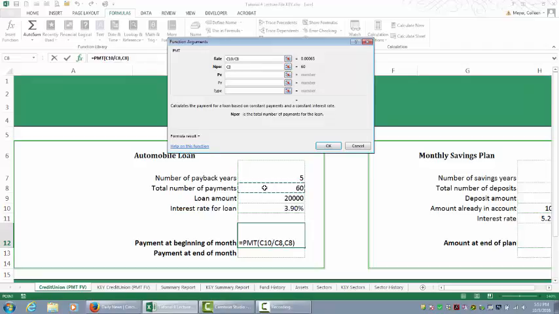If it were not in this spreadsheet, then we would create a formula that would take the number of years and multiply it by 12. But since we already did that in the spreadsheet, we can just click on the cell that contains the total number of payments.